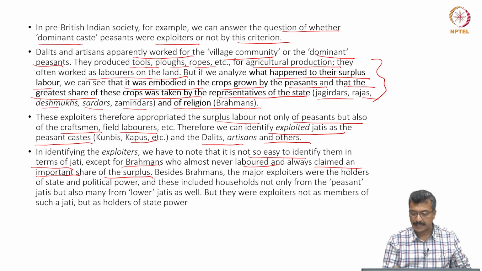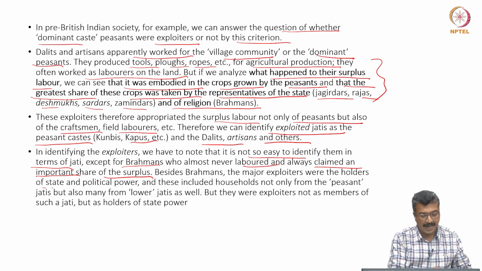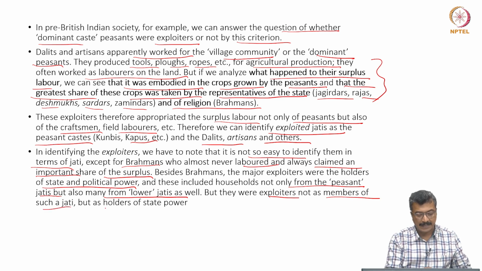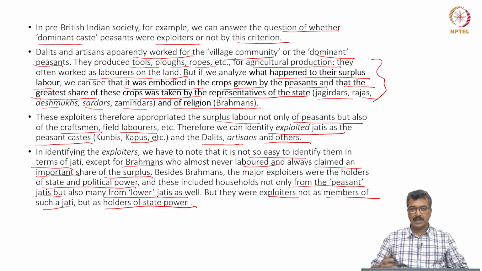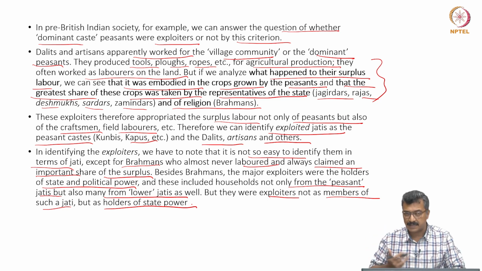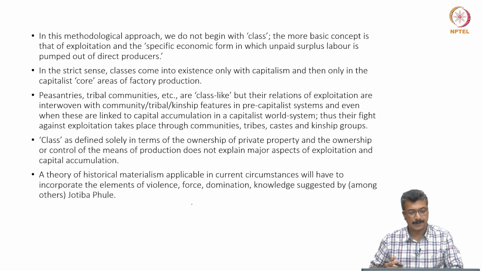Besides Brahmins, the major exploiters were the holders of state and political power, and these included households not only from the peasant jatis but also from the lower jatis as well. But they were exploiters not as members of such jatis but as holders of state power, because they would be the representatives of the state, and their role is to expropriate this surplus and then give it to the state.